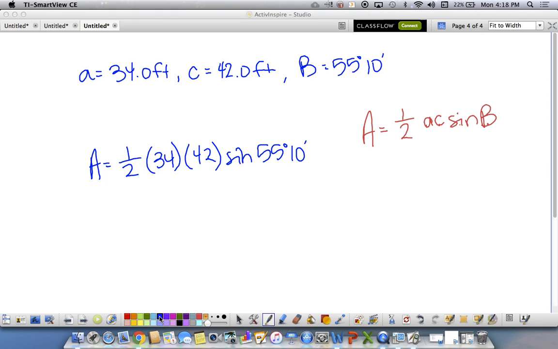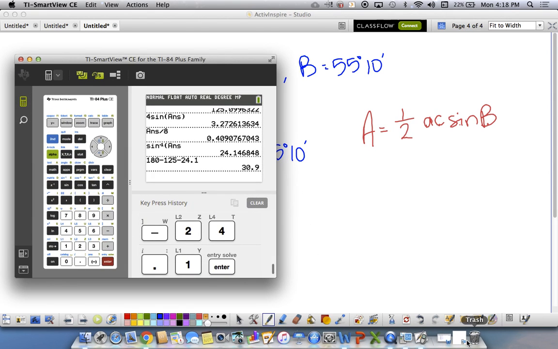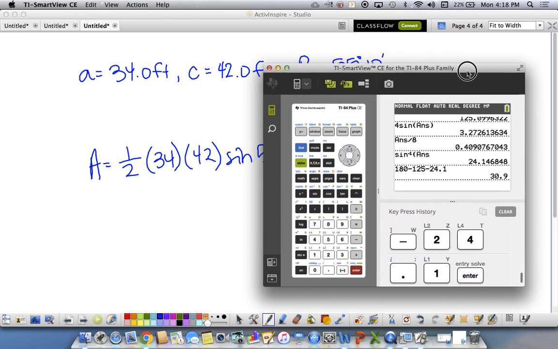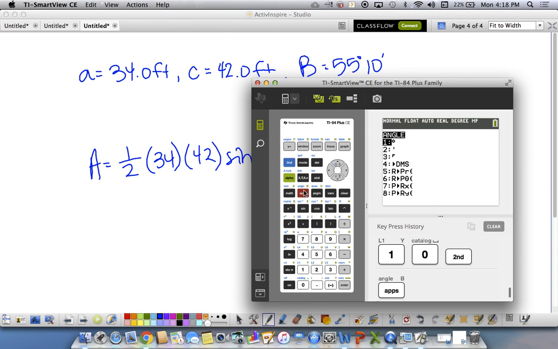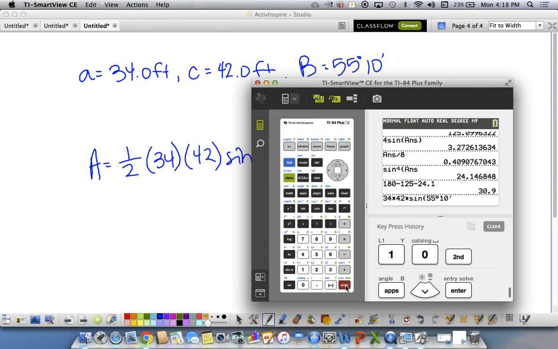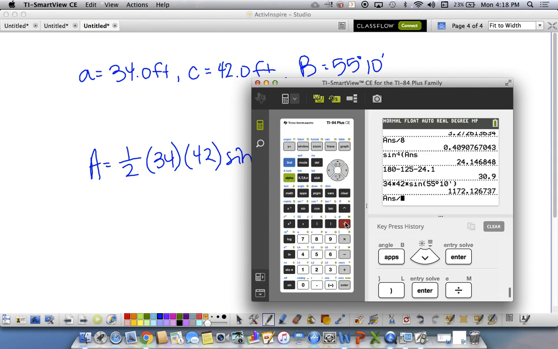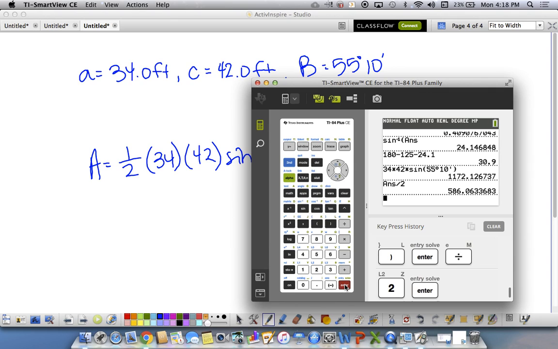We're just simply plugging that into our calculator. I don't always put in the half, I divide by half at the end. So 34 times 42 times sine 55 degrees 10 minutes. Don't forget your second angle button. Divided by 2. That's my half. So that area would simply equal 500.